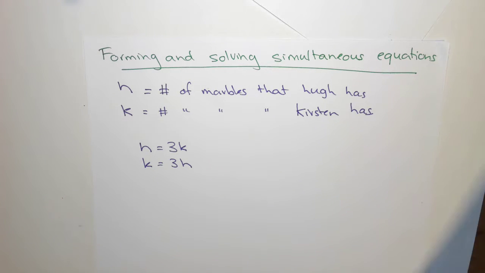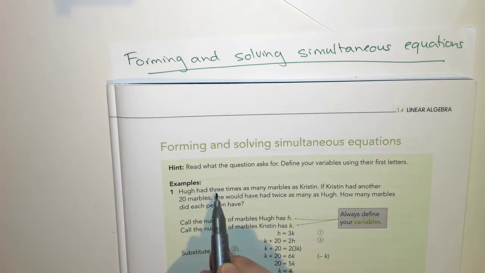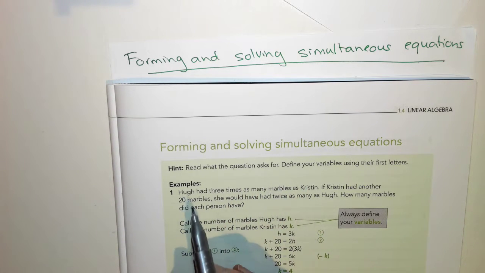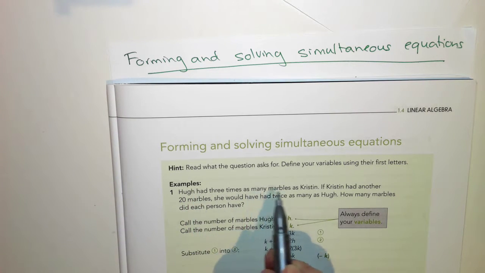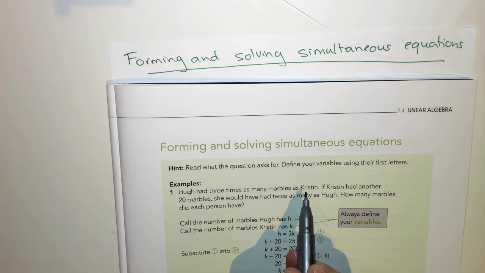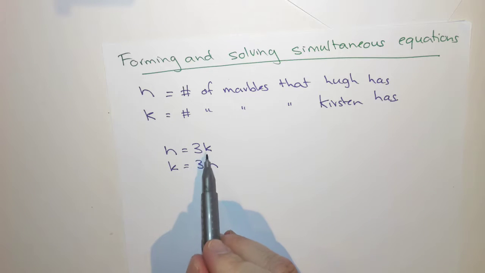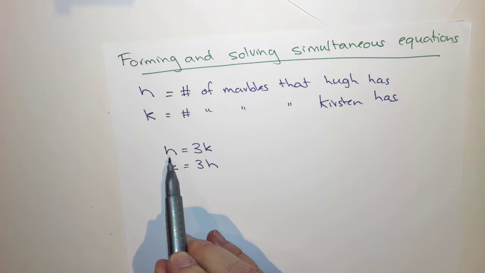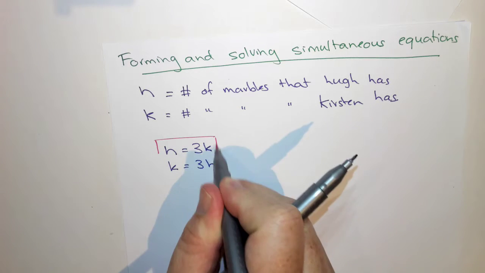So let's look at the sentence. The sentence says, Hugh had 3 times as many marbles as Kirsten. So the number of marbles that Hugh has is 3 times bigger than the number that Kirsten has. So Kirsten's number is 3 times smaller. So if I take the small number from Kirsten and multiply that by 3, that will tell me how many marbles Hugh has. And so that's why this is the correct equation.